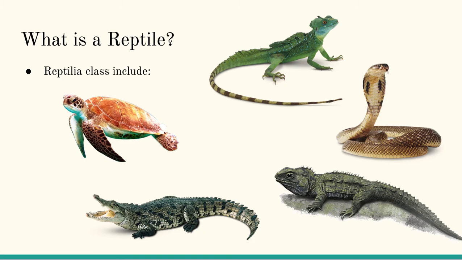So, reptiles belong to the reptilia class, and that is a vertebrate animal that includes snakes, lizards, turtles, crocodiles, and alligators. And in the bottom right, that is going to be called the tuatara, which is a reptile of a lesser known species, but nonetheless, it is a reptile. And they generally have dry, scaly skin and are cold blooded.